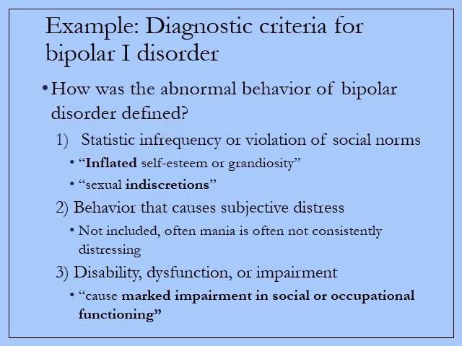So, using these diagnostic criteria, how was abnormal behavior defined? And we can go back to our three clusters of abnormal behavior definitions. There was an element of statistical infrequency or violation of norms. So one of the criteria, I think in criterion B, was that a person has to have inflated self-esteem or grandiosity. So what does that look like?